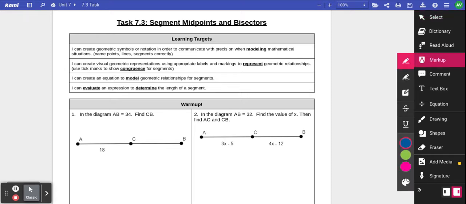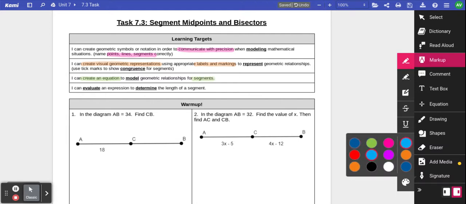So, our learning targets for today are we want to be able to create geometric symbols or notation to communicate with precision when we are modeling with points, lines, and segments. So we want to use the right symbols, which we've been talking a lot about. We want to be able to create visual geometric representations. So we're going to make our own pictures and use labels and markings in them to show geometric relationships. And we want to be able to create equations using segments to solve problems. And finally, we want to be able to evaluate expressions to find the length of a segment once we solve those equations.